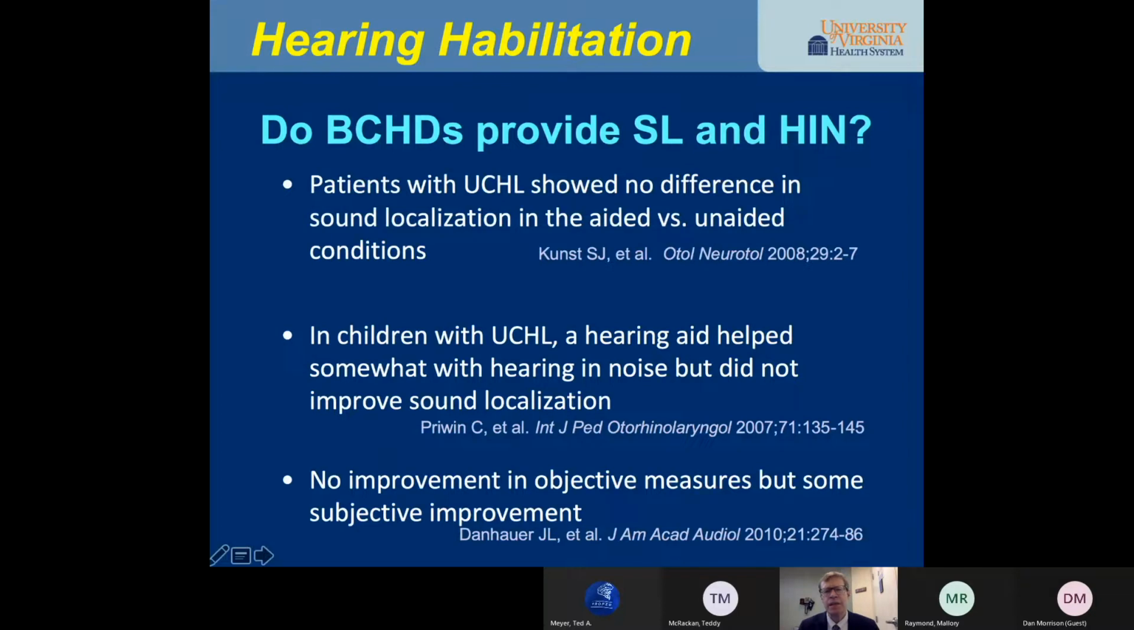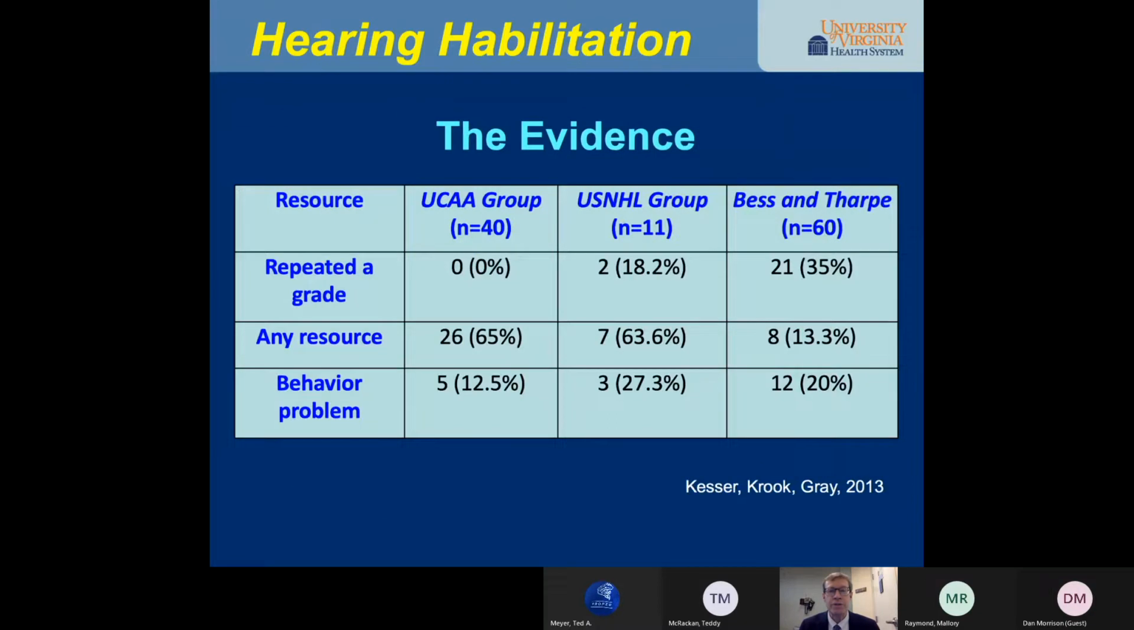Patients with unilateral conductive hearing loss showed no difference in sound localization in the aided versus unaided conditions. In children with unilateral conductive hearing loss, a hearing aid helped somewhat with hearing in noise, but did not improve sound localization. No improvement in objective measures of sound localization and hearing in noise, but some subjective improvement. So taken all together, we have to counsel our families that these devices are not going to help with sound localization. They may offer a little bit of benefit with hearing in noise, but they can be very difficult to place on a child.